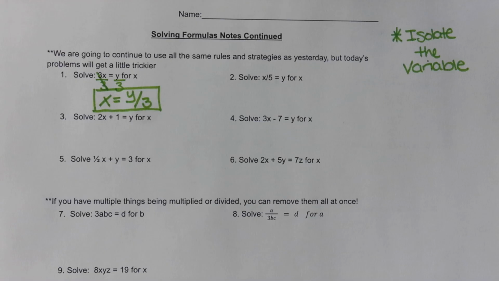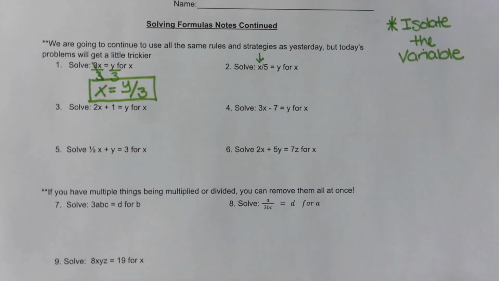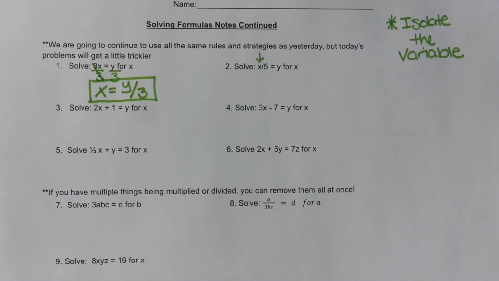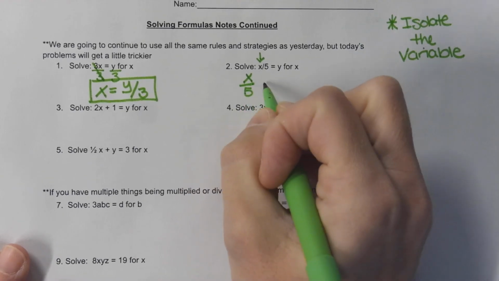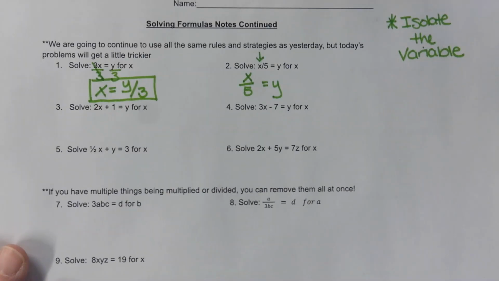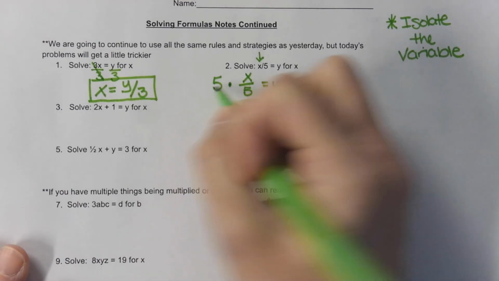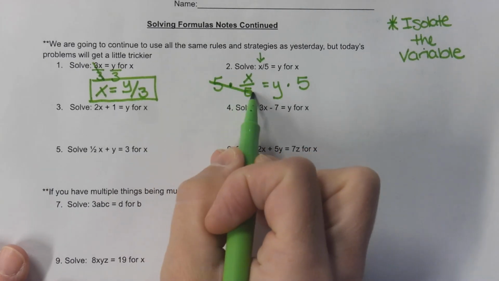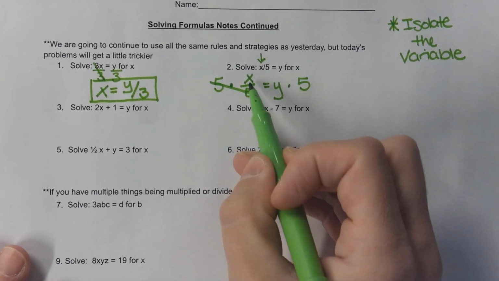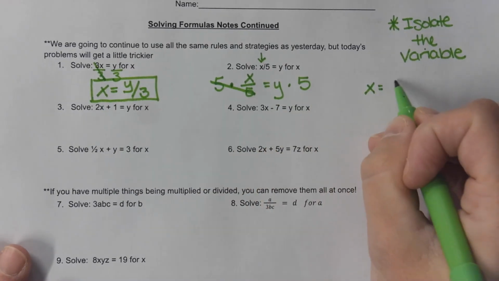Okay, looking at the next one, we want to isolate x. Where's x? Here it is. Found it. x is being divided by 5. So I'm even going to rewrite it so it looks a little bit nicer. I'm going to rewrite it like this. And you told me do what? Multiply. So I'm going to multiply each side by 5. These 5's cancel. So on the left, all I have is x. And on the right, I have 5 times y.